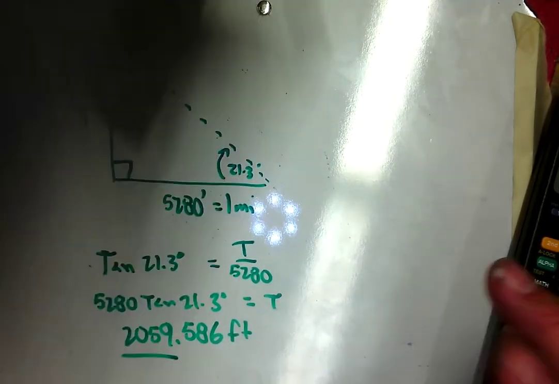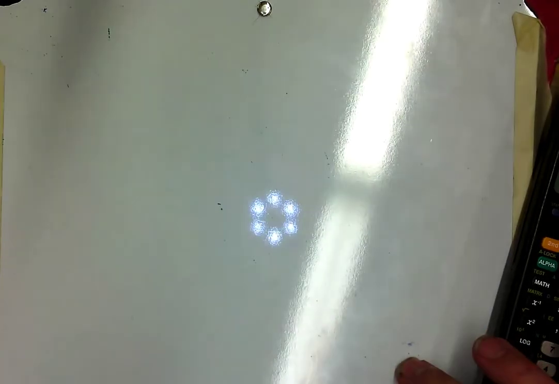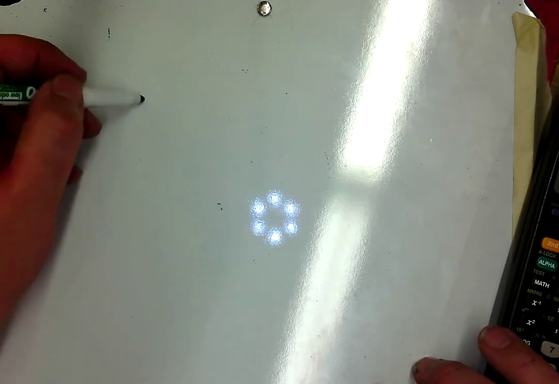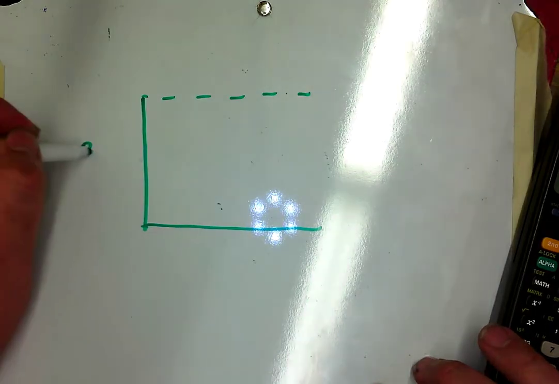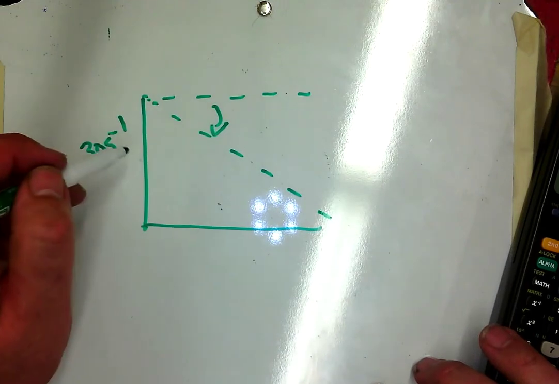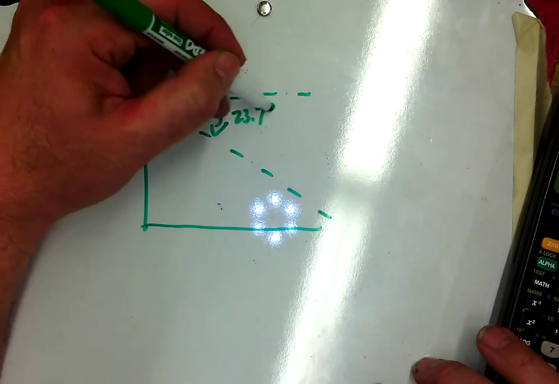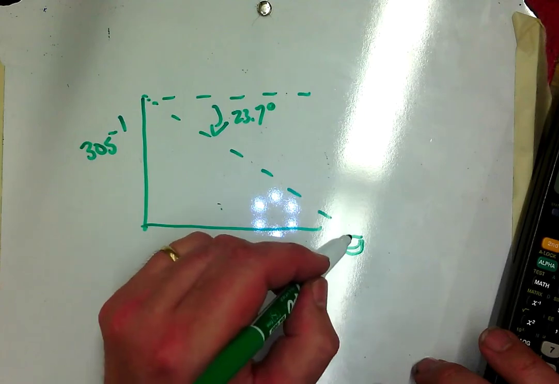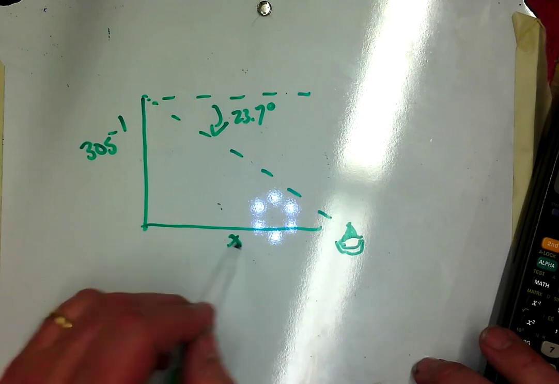There's problem number 1. Let's take problem number 2. Problem number 2 says the Statue of Liberty is approximately 305 feet tall. Standing in the crown, you look down. That's our angle of depression from the top of the tower, 23.7 degrees. You see a ship in the harbor. How far from the base of the tower is the ship?